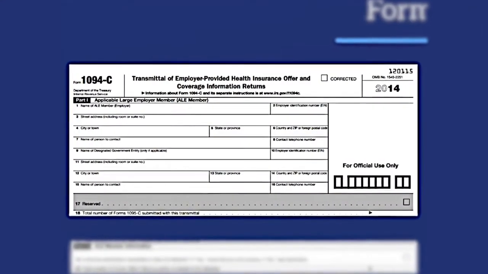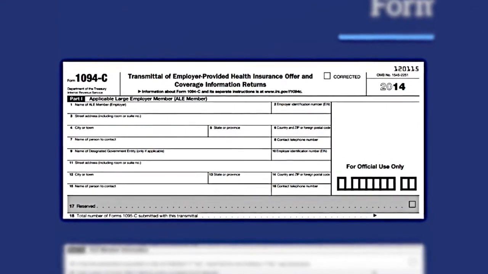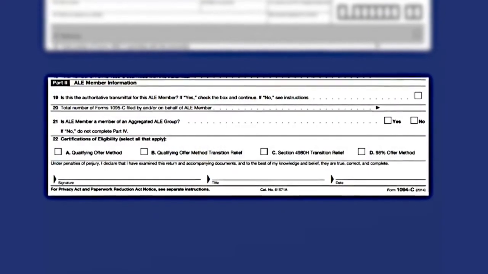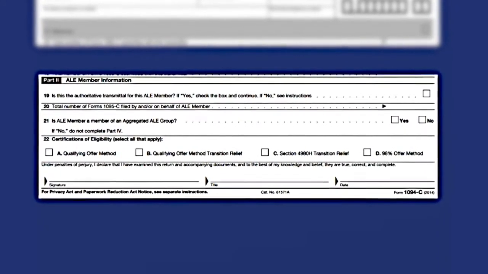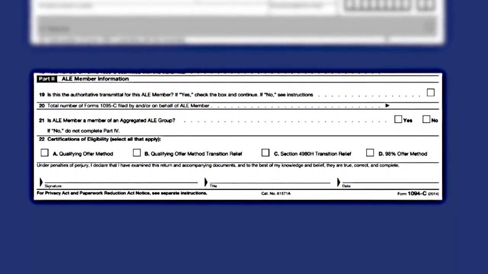Part 1 of this form is fairly straightforward. It basically requires identifying information about the employer: your address, your EIN, and contact information. Part 2 requires a little more specific information. You need to provide the total number of Form 1095-Cs that you're submitting, and designate whether the employer is part of a controlled group of related entities.